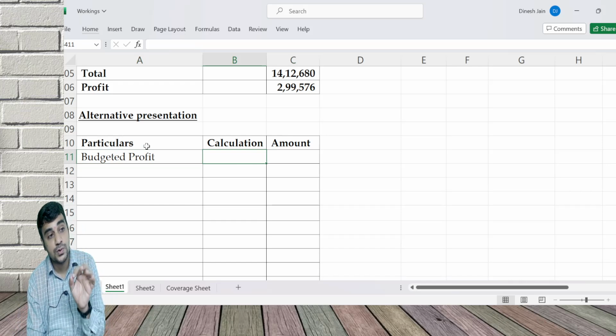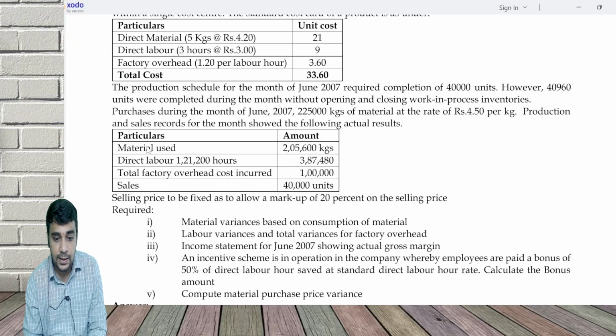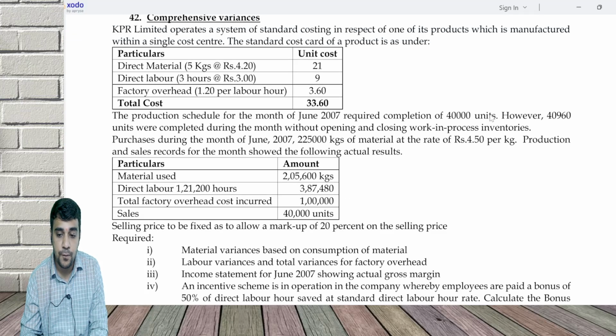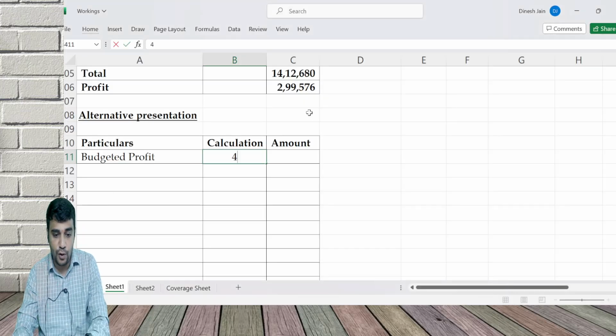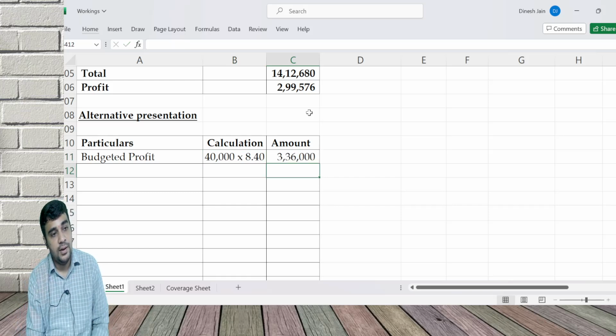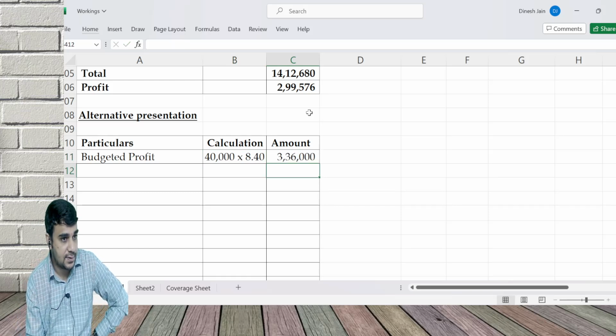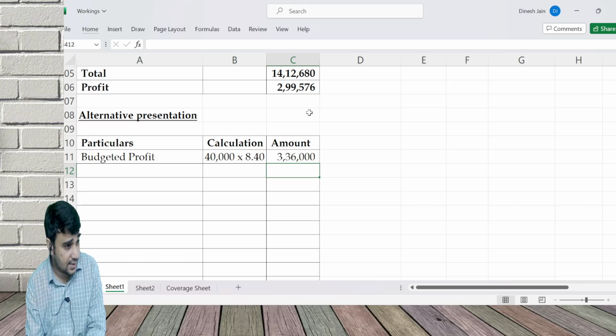The plan was to sell 40,000 units. Somewhere it is given the plan, the production scheduled required completion of 40,000 units. So 40,000 into 8.4. We should have earned 3 lakh 36. We have earned lesser than that. Why has that happened is what reconciliation is going to do. Budget is 3 lakh 36.